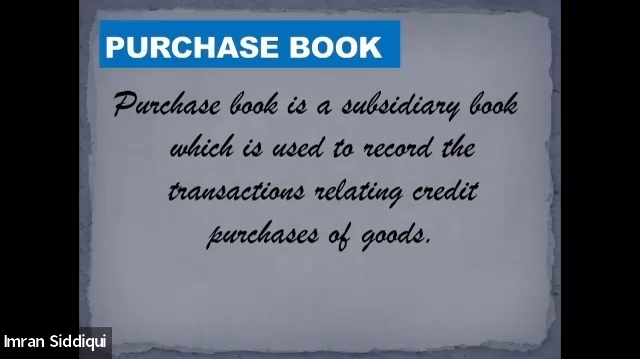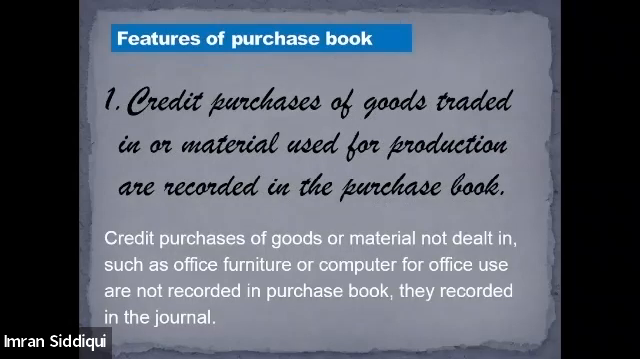So purchase book is a subsidiary book which is used to record transactions relating to credit purchase of goods. One of the features of the purchase book is that it records the credit purchase of goods traded in or material that we use for production. Credit purchase of goods or material not dealt in, such as office furniture or a computer for office use, are not recorded in the purchase book. They are recorded in the journal.